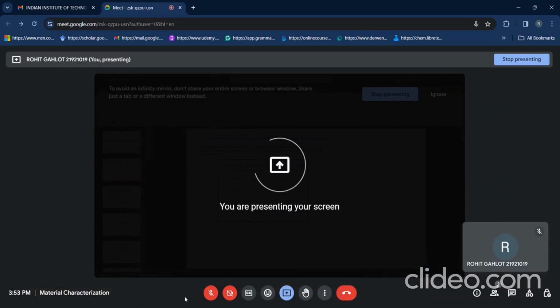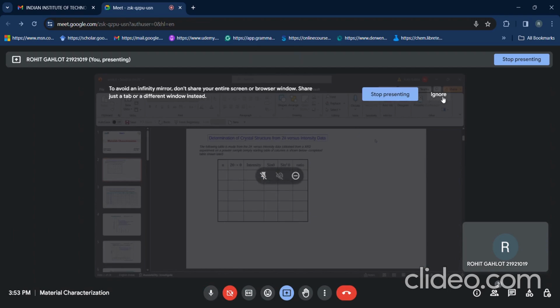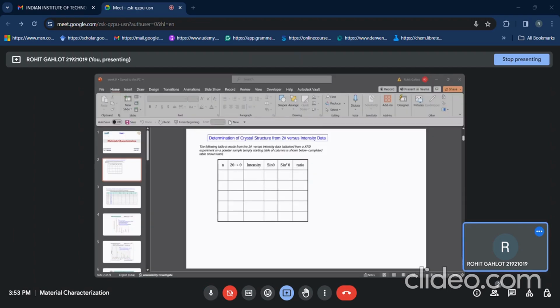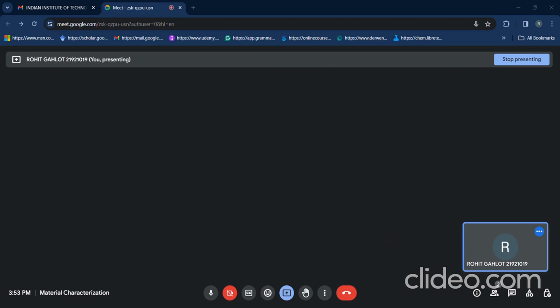Firstly, from the XRD data, we will have these two values, your intensity and your 2 theta value. Then we will make this kind of table. First we convert 2 theta to theta, then intensity. Then we calculate your sine theta, followed by sine square theta. Then the ratio of these two, sine square theta over sine theta squared, will be determined.